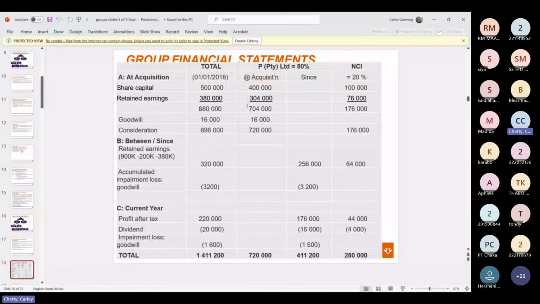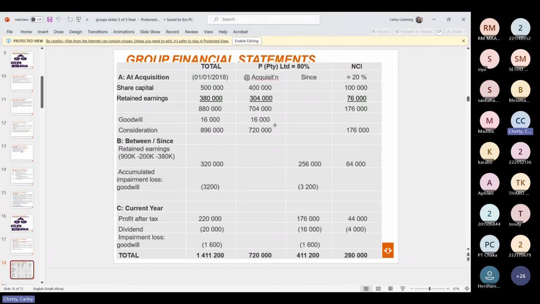Now we need to compare what P has purchased, which is 704,000 Rand worth of equity, versus what they paid. So P paid 720,000 on acquisition. So we are comparing the consideration paid to the amount that P got. So 720,000 is what P paid, they got 704,000. So here, they paid more than what they got, it seems.